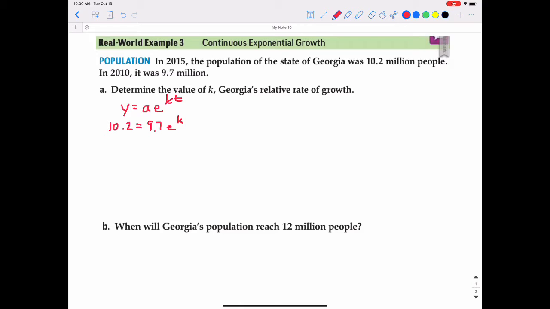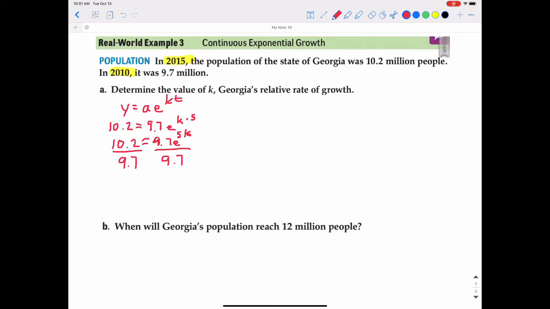We're trying to solve for k. We do know the value of t, though, because we're dealing with a difference of 5 years, between 2015 and 2010, so time is going to be 5 years. So if I switch that around, it's going to be 10.2 equals 9.7 e to the 5k power. That's 9.7 there, if you can read that. Okay, we're going to divide both sides by 9.7. Forgot my e up here. There we go.